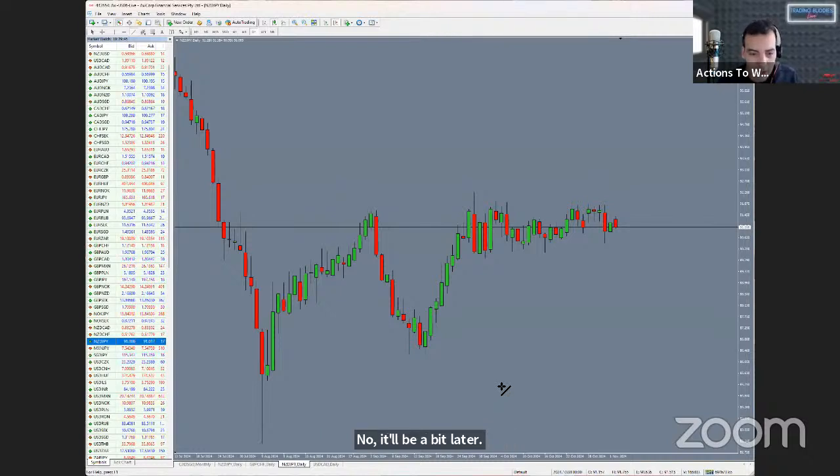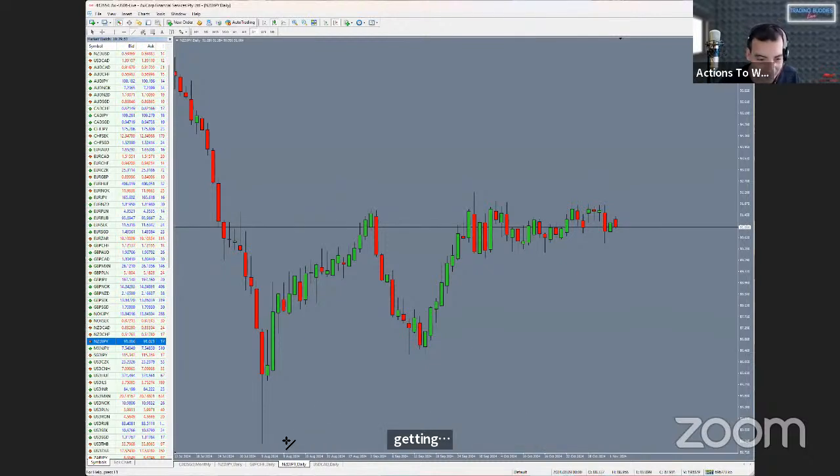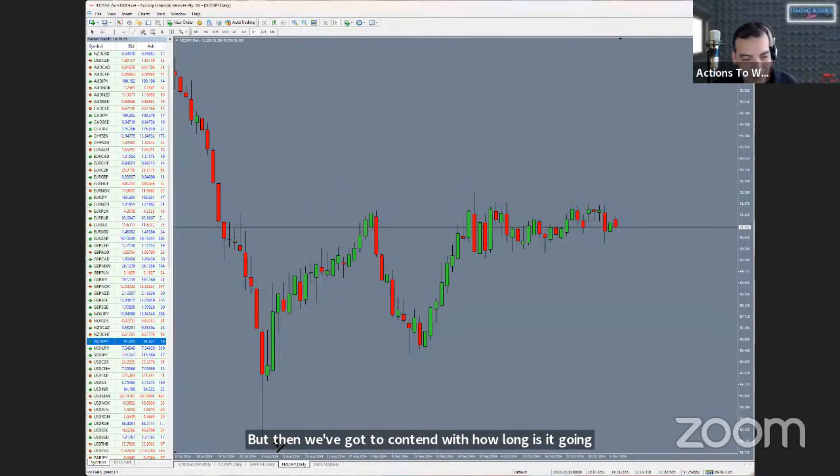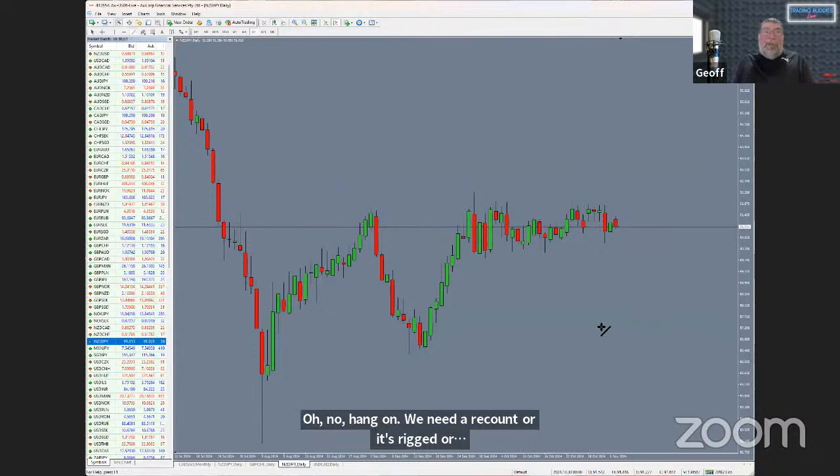Got it. Okay. So yeah, the interest rate announcement is actually on Thursday. But then we've got to contend with how long it is going to take to get a decision. I don't know the answer to that question, frankly. And what happens if it's close? Both sides are probably going to go, oh no, hang on, we need a recount, or it's rigged. This could really be messy.